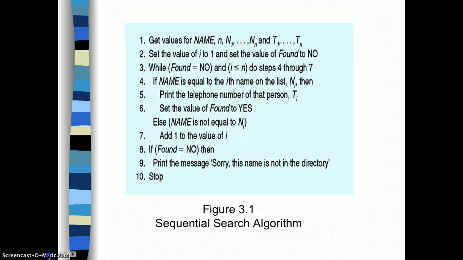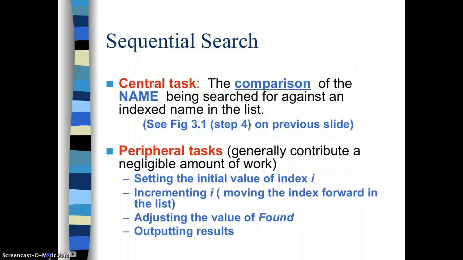over and over again until the value of i is greater than n, at which point it would exit out of the loop. And then we'd go to step 8, and it would say if found equals no, which would be the case because we haven't found the name. It would print out the message, and then it would stop. So there you have it.